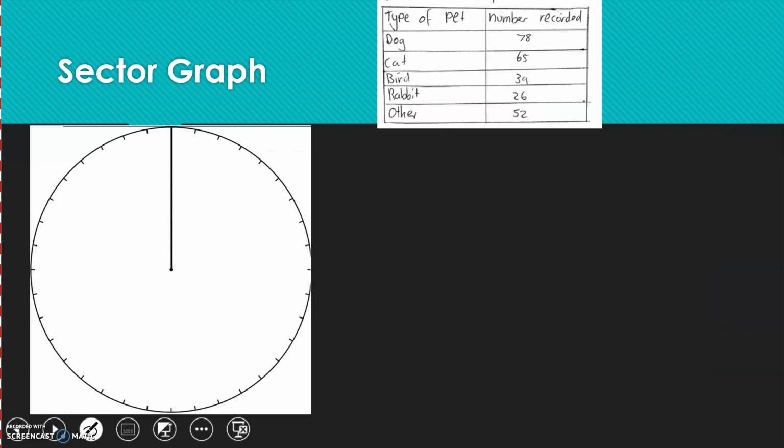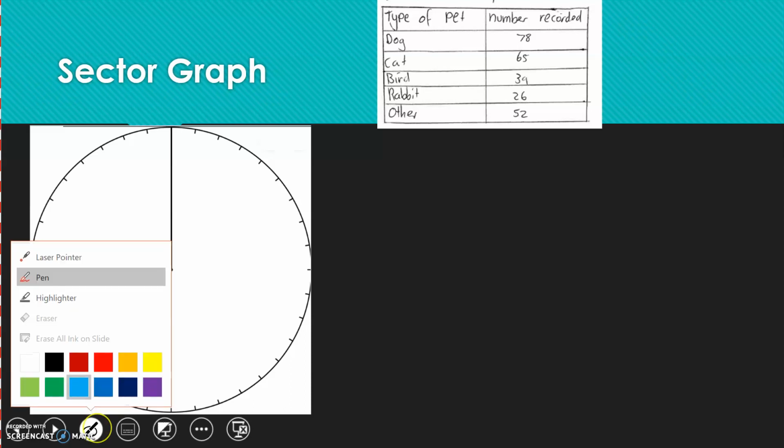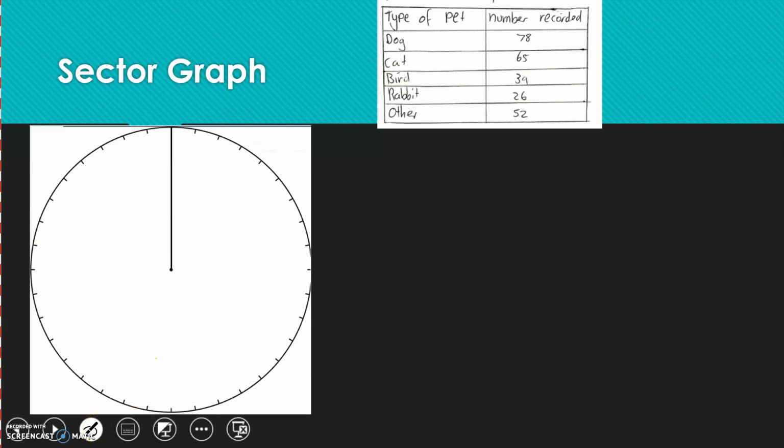So our first worked example is to construct a sector graph of the data set at the top of the page. So the first thing that we need to do is work out what is the total number of pets, which is 260. We have 260 pets altogether. So then to be able to graph this on the sector graph, we have to work out how many degrees each section needs. So we need to work out the fraction and then the angle.